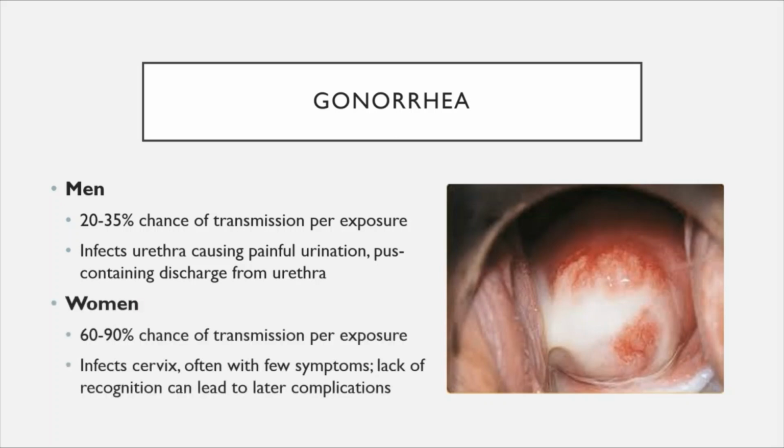In women, there's a 60 to 90% chance of it being transmitted to them per exposure. And instead of infecting the urethra, it typically infects the cervix, which is what you can see here in this image. This is an infected cervix. But it often produces few symptoms. And this is problematic because it can lead to a lack of recognition of the disease, and that can lead to later complications, such as the development of pelvic inflammatory syndrome, which we'll talk about shortly.